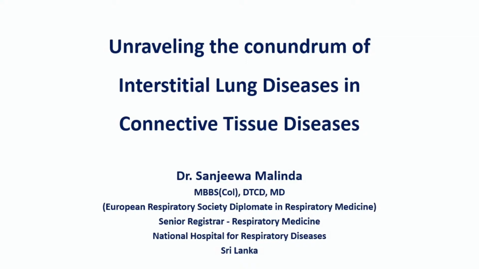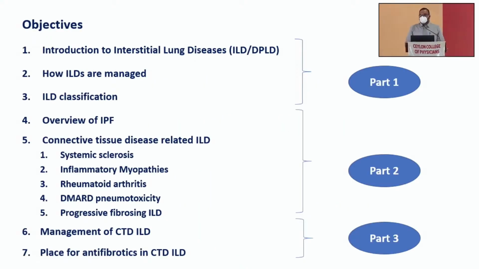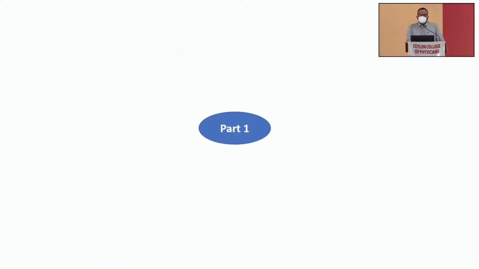Today I'm going to talk about interstitial lung diseases in connective tissue diseases. I have divided my talk into three parts. In the first part, I'm going to introduce you to interstitial lung disease, or diffuse parenchymal lung disease, which we call ILD, and then how we manage ILDs, ILD classification, and a little bit about idiopathic pulmonary fibrosis. Then I'm going to talk about specific connective tissue disease related ILDs. In the latter part, I'm going to talk about management of connective tissue disease related ILDs and the place for antifibrotics in ILDs. I'm trying to keep this talk as simple as possible.